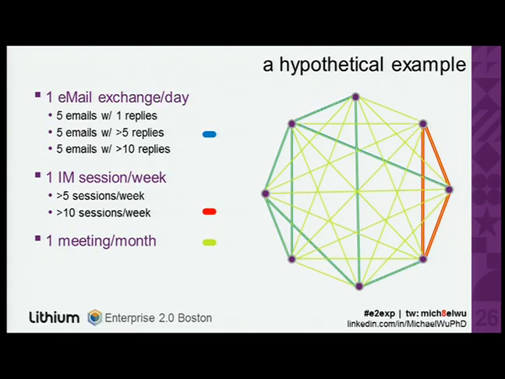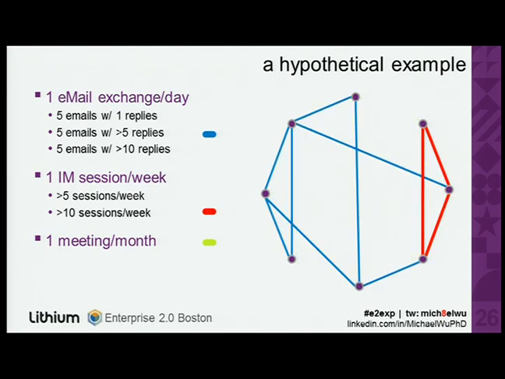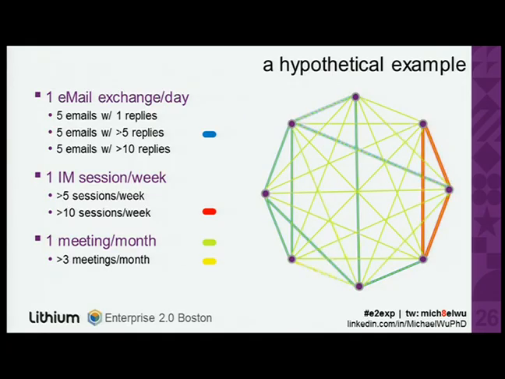How about meetings? Okay, if I have the simple criteria of 1 meeting per month, then everybody in this group has 1 meeting a month. Let's increase that criteria again. Let's say 3 meetings, then now your graphs get smaller. And if you increase to 5 meetings a month, then the graph gets even smaller.